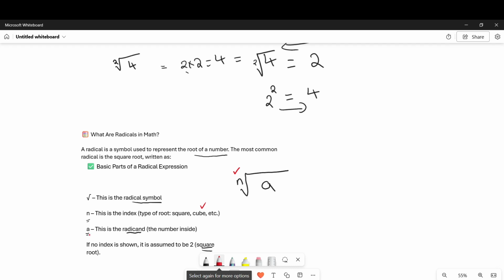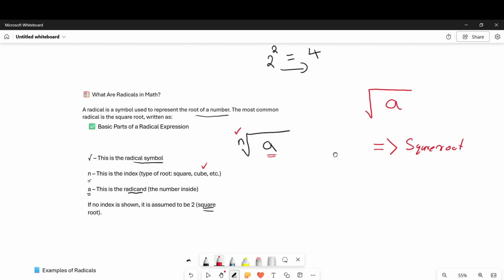But what's a? There's a value inside the square root symbol. That's a. This we call the radicand. Radicand means the value we are going to take the root of. If there is no index, we can assume it is a square root. Why? Because if there is no n value here, by default we assume it's a square root function. Okay, let's go to the next topic.